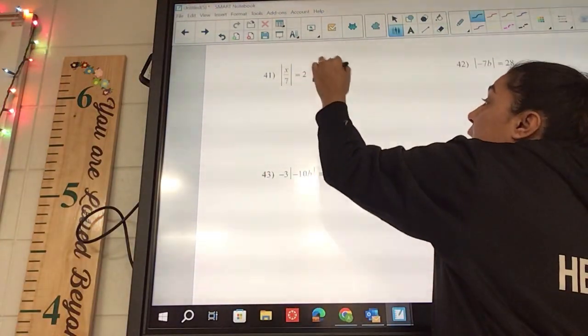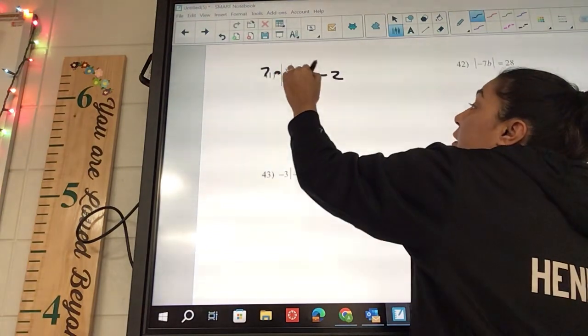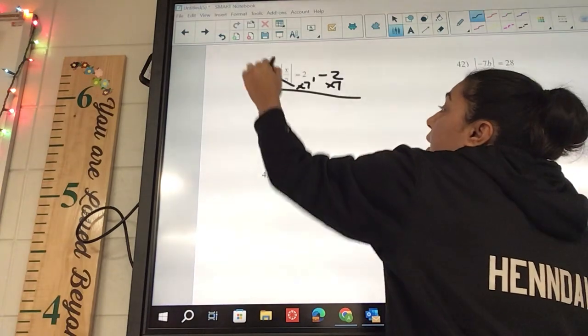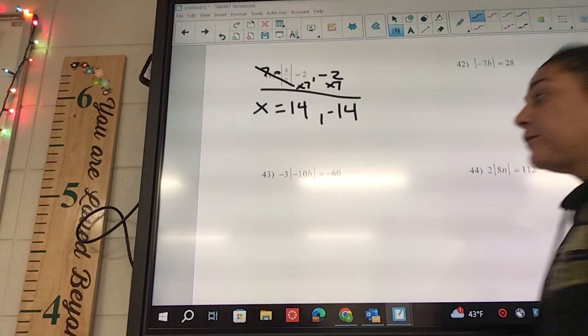Okay, we're gonna say comma, -2, and then yes, we do need to multiply by 7 on all these pieces. So times 7, times 7. Okay, so I got x equals, I'm gonna get 14 and -14.